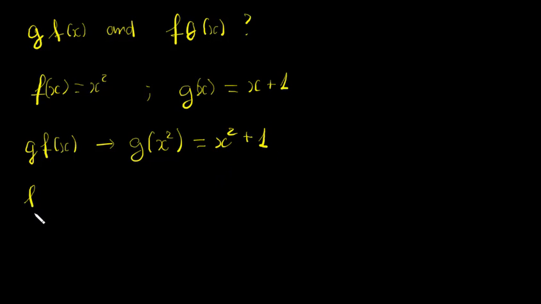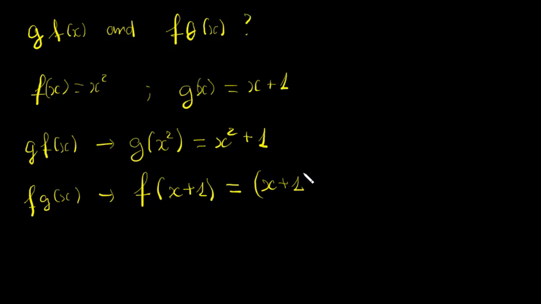Now we find fg(x). We have g(x) equal to x plus 1, so we have f of x plus 1, equal to (x plus 1) squared. So these two are different. Please remember that the order is really important. You have to write them in order, otherwise you will make lots of mistakes from getting the wrong order.